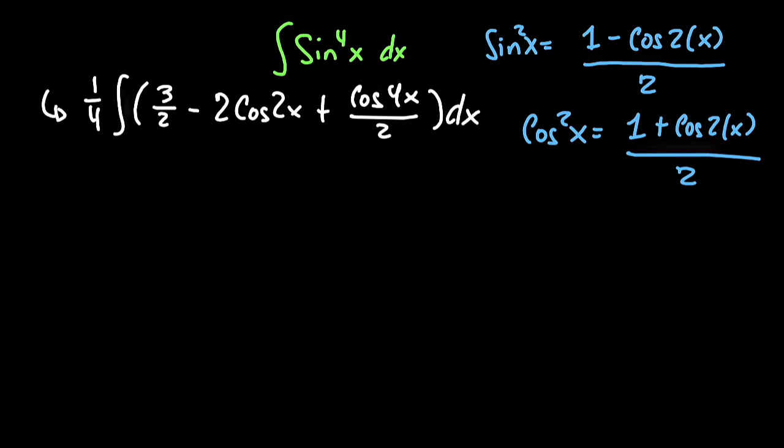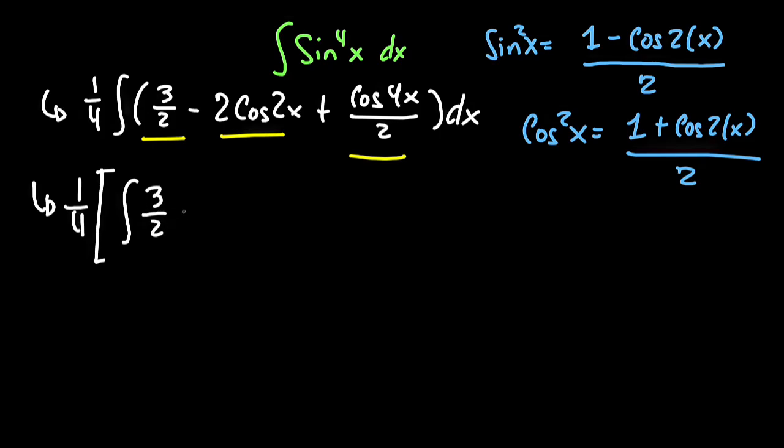Now that we have this, you can see here, we can easily integrate the first part, or if you want, let us split this integral into 3 parts. So this would be the integral of 3/2 of dx minus the integral of 2 cosine of 2x. But since we have a constant here, we can actually put it outside. So this makes it 2 integral of cosine of 2x dx. Let me just rewrite this.